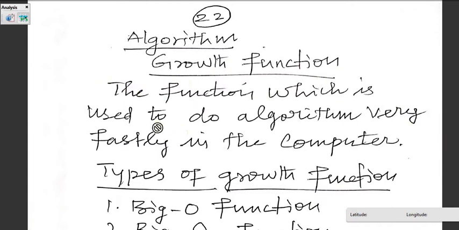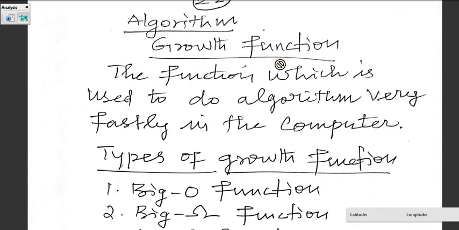A function which is used to run an algorithm very fast in the computer is called a growth function. So growth functions are very useful to run the algorithm very fast on the computer. Computers run algorithms very fast by using growth functions.